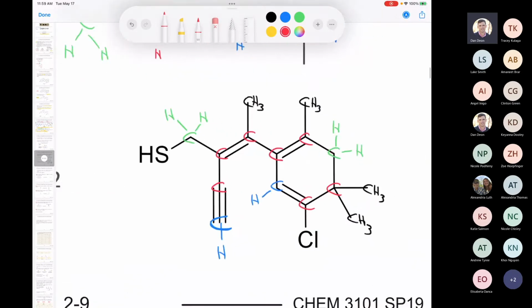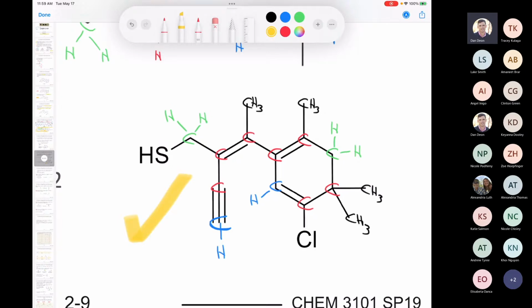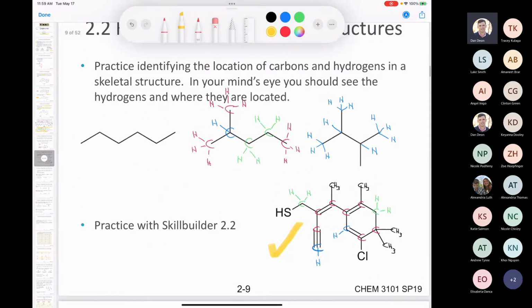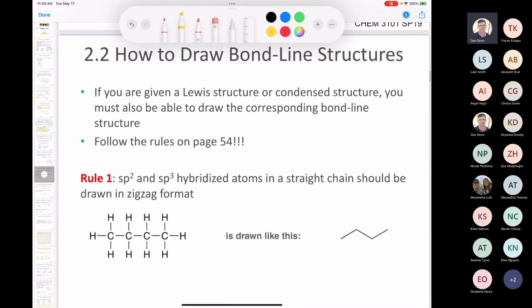I think if you understand this, you're in a good place right now. You should be like, you know what, I'm gonna go get another drink of coffee or something. You know, I'm having a good day. Because bond line structures, like it said, they're the benchmark. They're the most important thing you're gonna learn in terms of structures of compounds today.